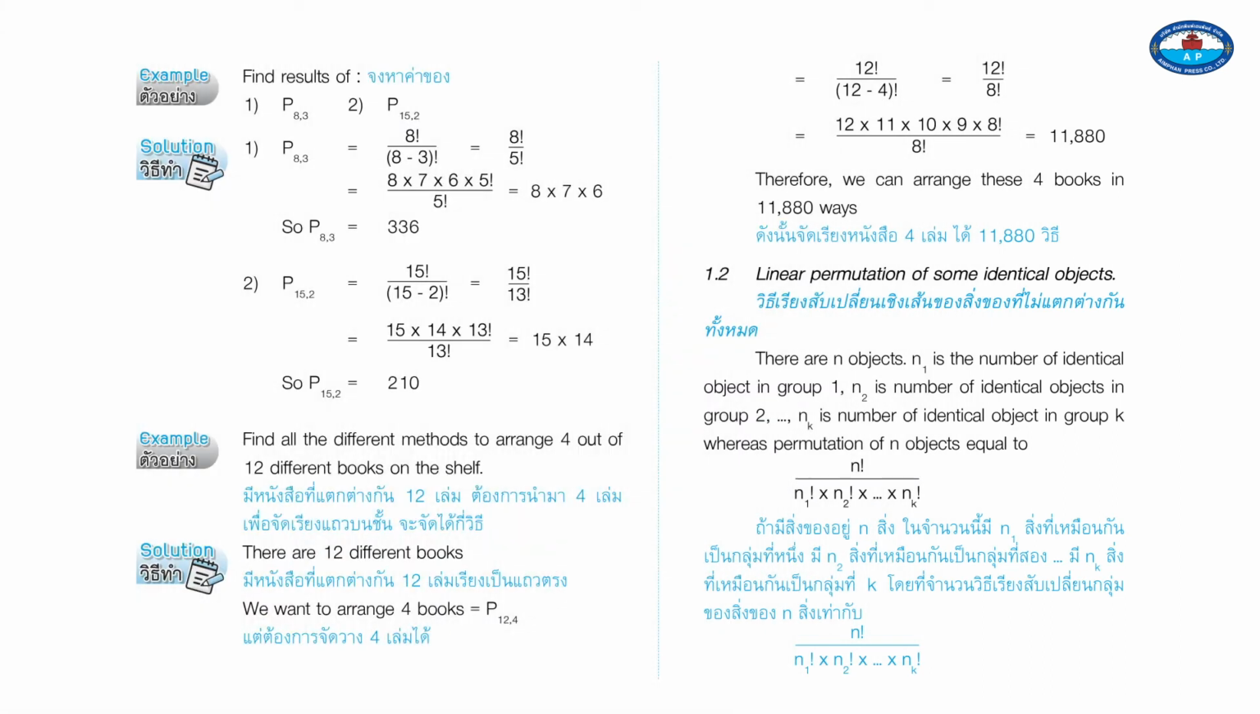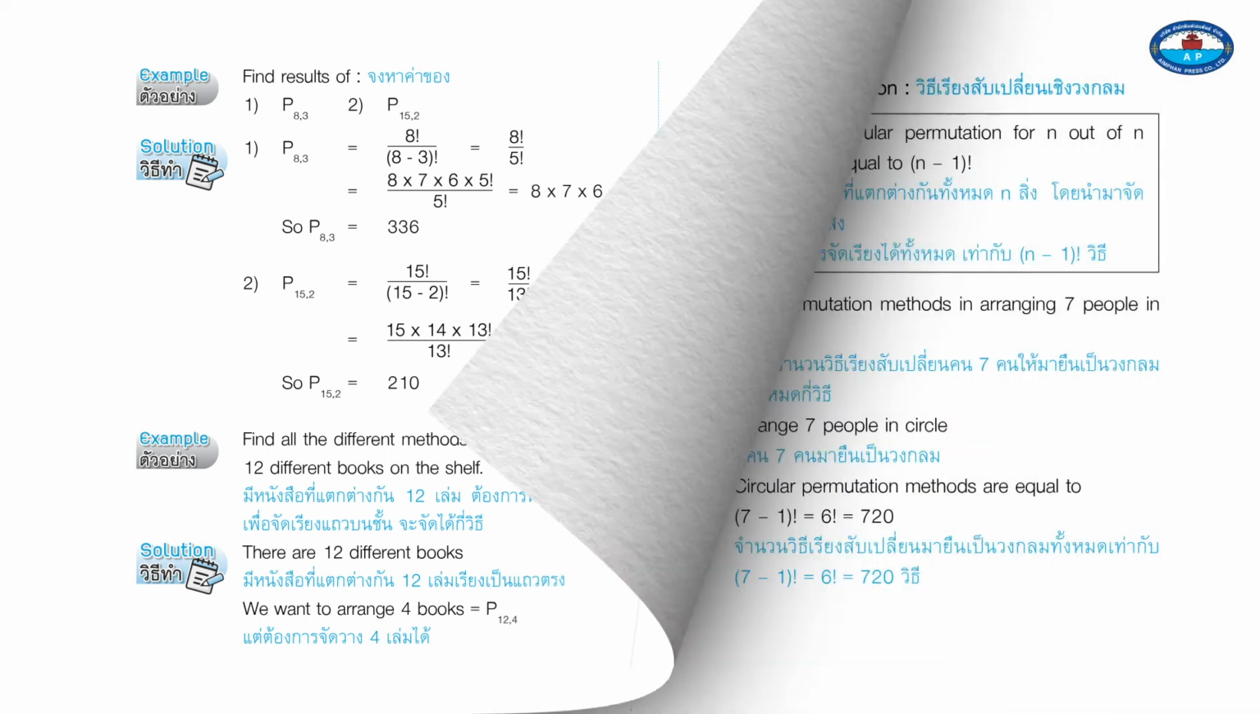1.2. Linear permutation of some identical objects. There are n objects. n1 is the number of identical objects in group 1, n2 is the number of identical objects in group 2, all the way through nk, the number of identical objects in group k. The permutation of n objects equals n factorial over n1 factorial times n2 factorial times all the way through times nk factorial.